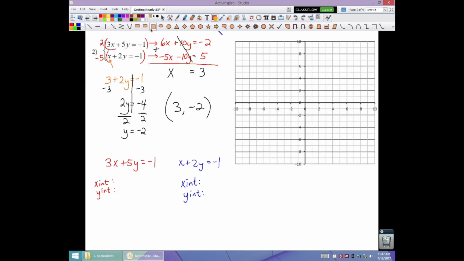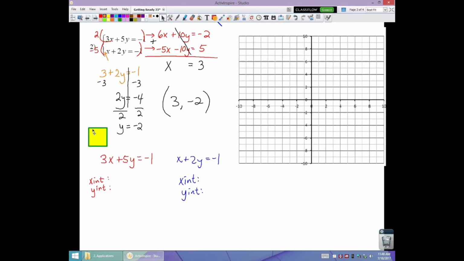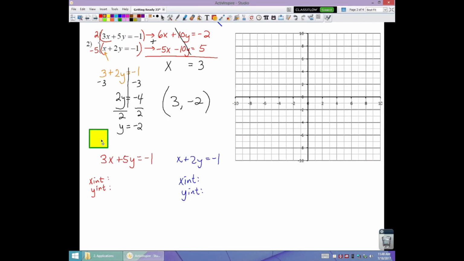So if I grab another little box here and say, all right, to find the x-intercept, I'm having trouble with grabbing the box again. To find the x-intercept, I'm subbing 0 for y, so this 5y term is gone. Then the x-intercept is -1 divided by 3, -1/3. For the y-intercept, I sub 0 for x, so the 3x is all gone. 5y equals negative 1, so that y-intercept is negative 1/5.